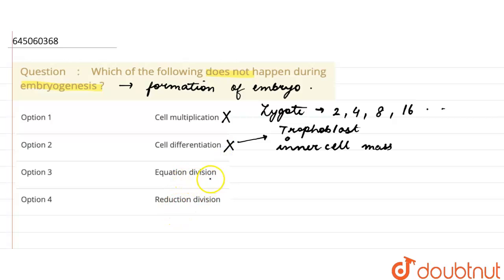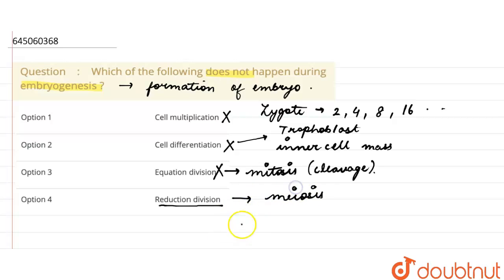Then equational division. Equational division is what basically? It is mitosis. So we have already seen that mitosis is taking place in the form of cleavage. So this is also happening during embryogenesis. So this is also not our answer. And the last is reduction division. Now what is reduction division? It is meiosis, okay? But meiosis is occurring only before fertilization in the secondary oocyte, right? Not after fertilization. Therefore, during embryogenesis, reduction division does not take place. Therefore, this is our correct answer. Okay, option 4 is the correct answer.